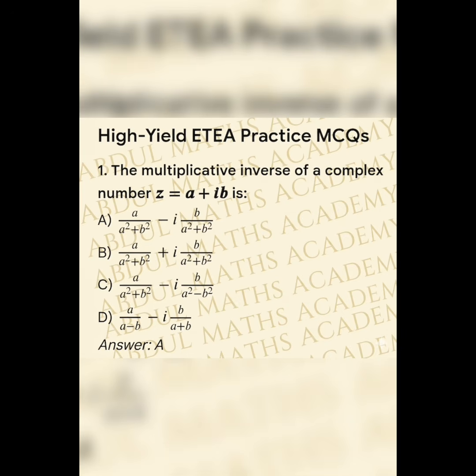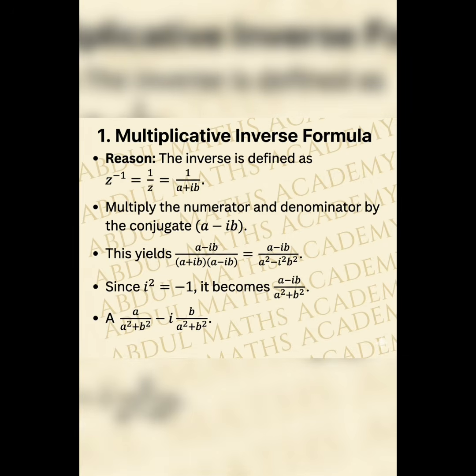Its shortcut method is that when we find the conjugate of any complex number, we rationalize the denominator by multiplying by its conjugate. As the multiplicative inverse of z is 1 by z, multiplying and dividing by a minus iota b and simplifying, we get the answer a divided by a square plus b square minus iota b divided by a square plus b square. So the correct option is option A.